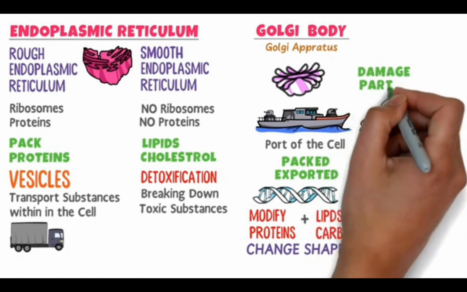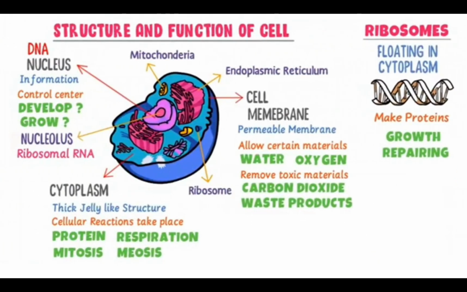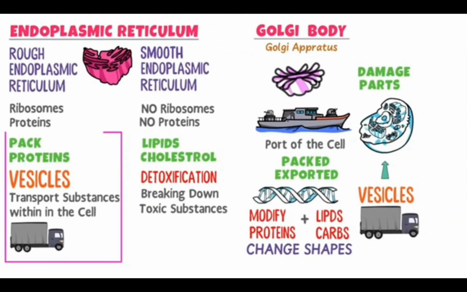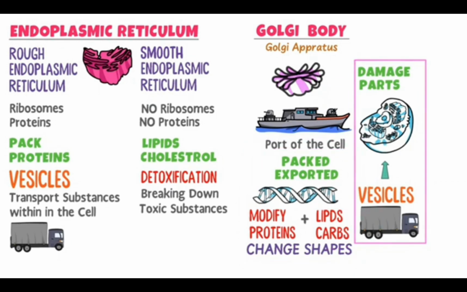Until now, we learned that ribosomes are formed by the nucleolus in the nucleus. Ribosome synthesizes protein. Rough endoplasmic reticulum packs the protein in vesicles and transports them to Golgi body. Now, Golgi body provides specific shape and prepares the protein for a specific task. Finally, Golgi body sends it to the targeted destination to perform its function.